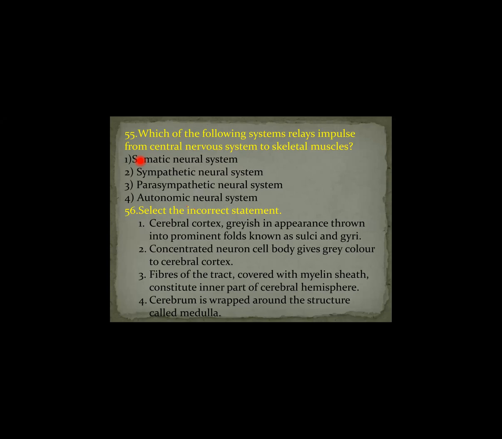Next, the fourth one. Cerebrum is wrapped around the structure called medulla. This statement is wrong, because the cerebrum is wrapped, that means it encloses, around the thalamus, not around the medulla. Because of that, the fourth statement is the incorrect statement.